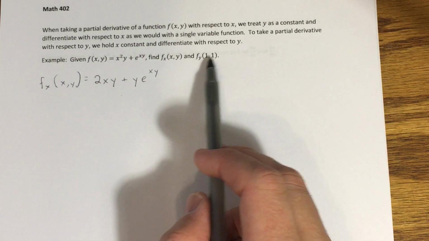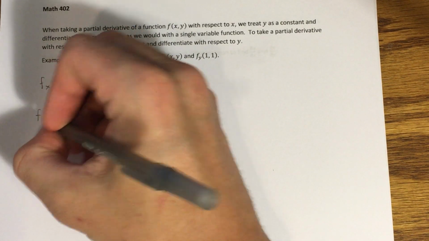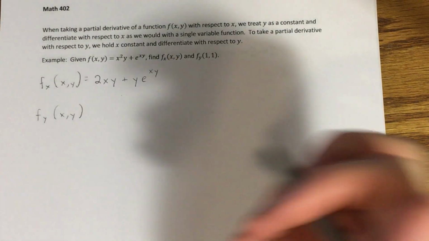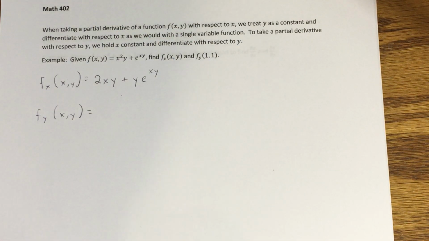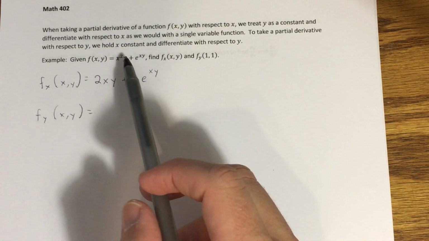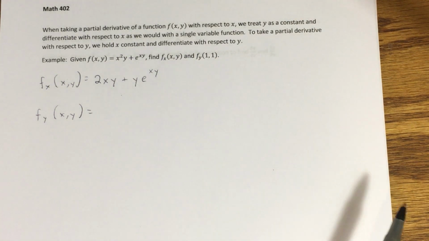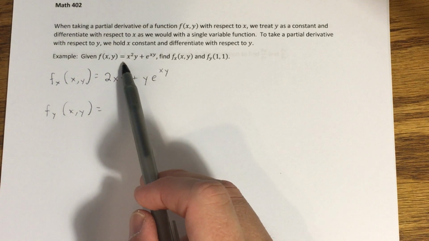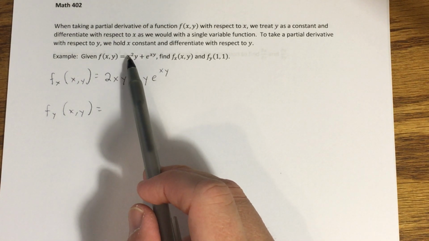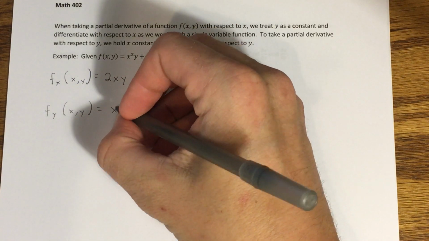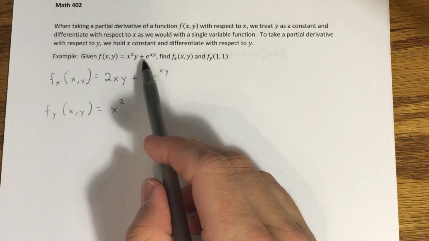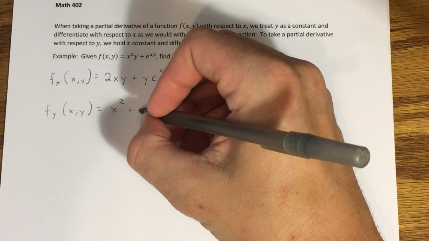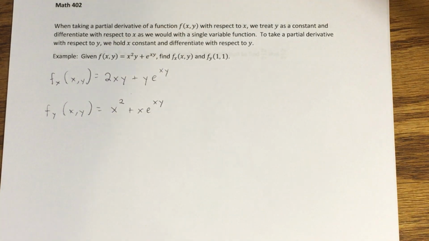For this one, f_y of (1, 1), I first would evaluate f_y of (x, y) and then plug (1, 1) into the result. Okay, so we want to differentiate with respect to y this time. Again, y is the variable now, and x is what's being held constant. So x squared would be a constant in its own right as well. What's the derivative of x squared y with respect to y? Just x squared. And then plus e to the xy, again, x is being treated like a constant, so we get plus x e to the xy.